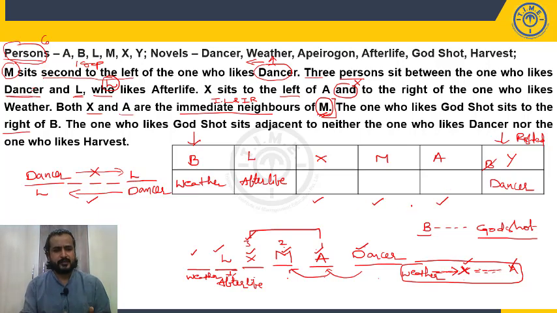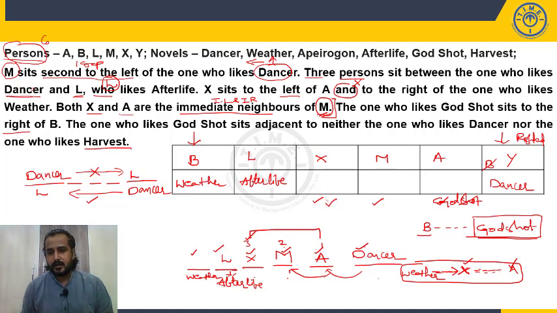Don't go for that many possibilities. We have only one more clue left, right? Go ahead with that, the one who likes goat shirt. We earlier had 3 possibilities for goat shirt. Now we are again talking about the same person. The one who likes goat shirt sits adjacent to neither the one who likes dancer nor the one who likes harvest. So goat shirt is not adjacent to dancer, and not adjacent to harvest.